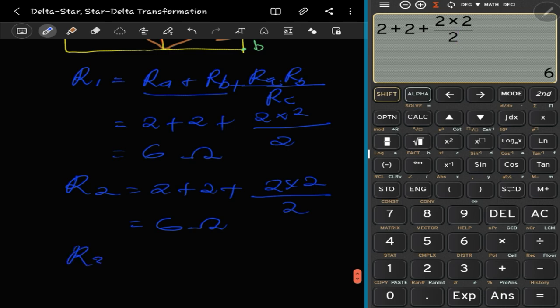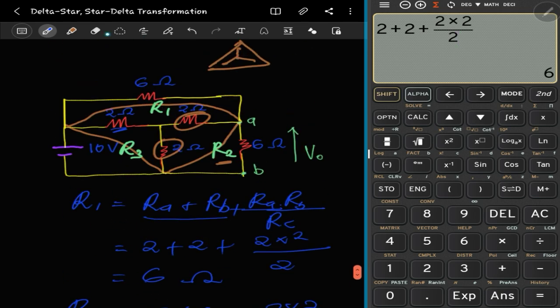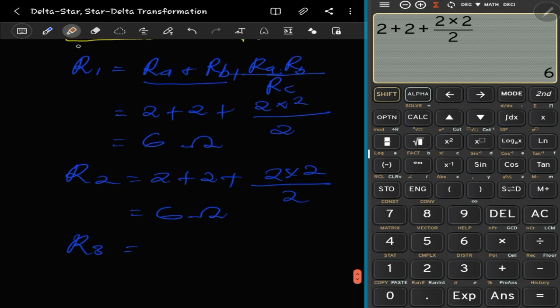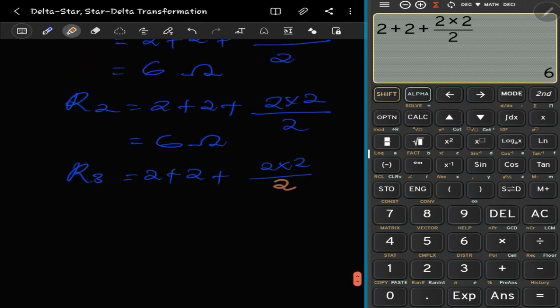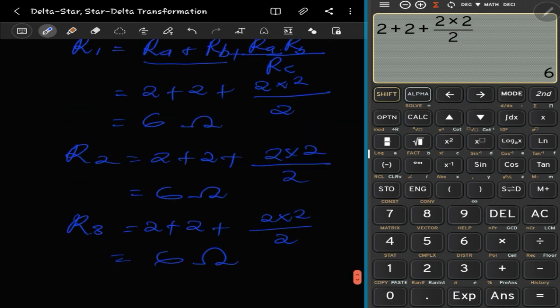And then the R3, the same procedure. Where's R3? Okay. So for our R3, the ones closest to R3 are this 2 and 2. So we add them up, 2 plus 2, and then we do their product, 2 times 2, and then the other one directly opposite to the R3, which is this one here, kind of perpendicular to it, it's still R2. And then again that gives us 6 ohms. So we have 6, 6, 6.